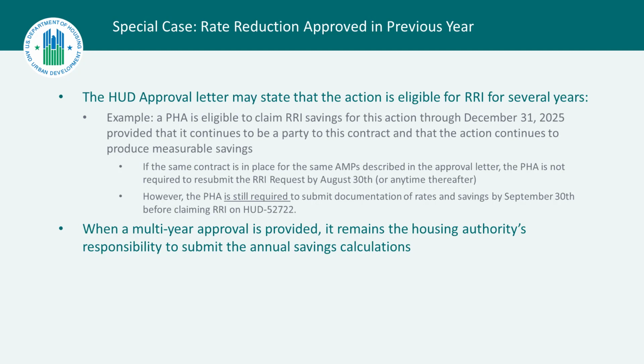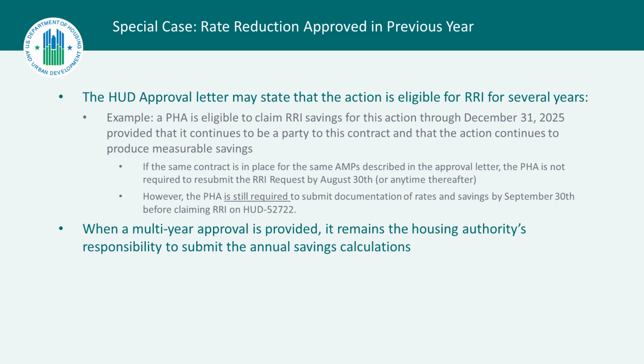If a PHA is requesting a multiple-year RRI eligibility determination based on the RRI action up to the allowable term of the action or commodity contract and the PIH notice, the PHA must submit the supporting documentation for the eligibility determination. The PHA must submit savings calculations by September 30th in order to get an RRI approval letter for that action in the year that they wish to claim it on the HUD 52722 and every year to the term of their eligibility.